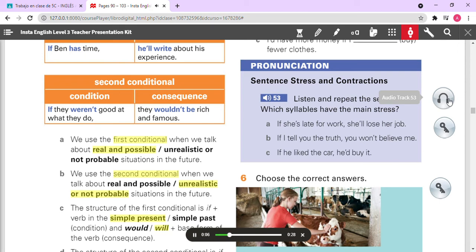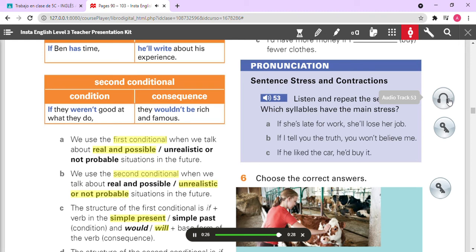A. If she's late for work, she'll lose her job. B. If I tell you the truth, you won't believe me. C. If he liked the car, he'd buy it.